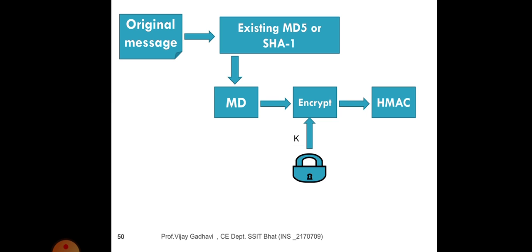Here we use two algorithms for the process. First is MD5 or SHA-1. Then we generate a message digest, or a hash value, which will be encrypted using keys, and then we generate an HMAC. This figure shows how it is processed and the flow: how the message digest or hash value becomes encrypted using an algorithm, either MD5 or SHA, and how to generate an HMAC.